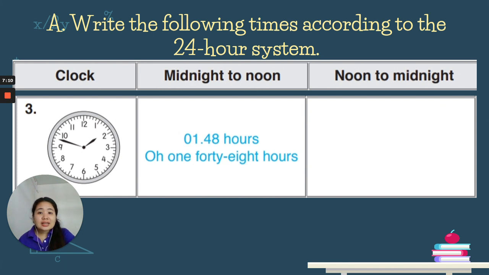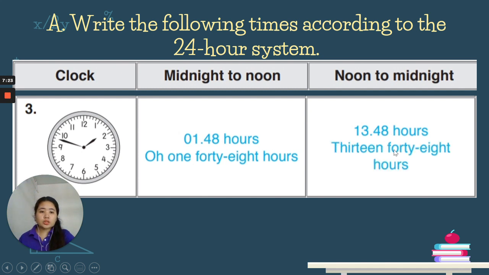Again, add 12. So 1 plus 12, that is 13. So the answer is 13.48 hours. So in words, you have 13-48 hours. Okay, so same, just add 12. Okay, that's it. Then last one, let's go to number 4.